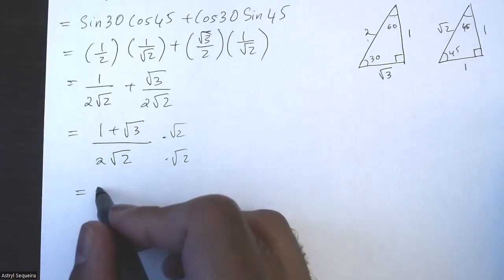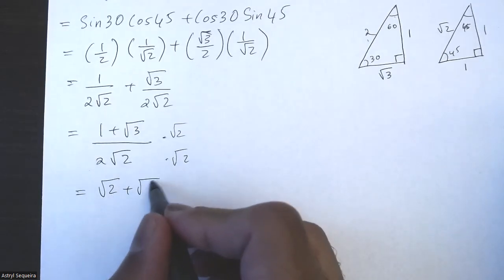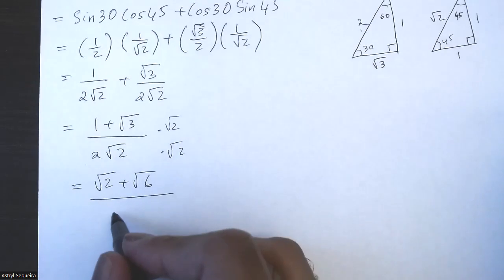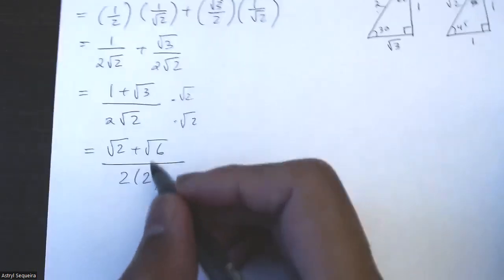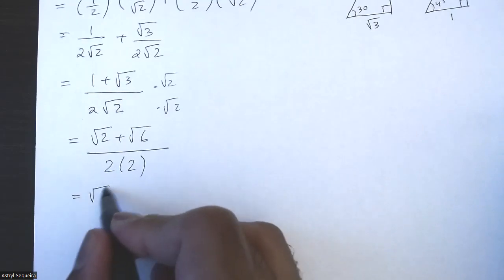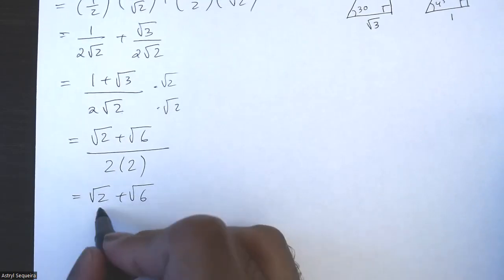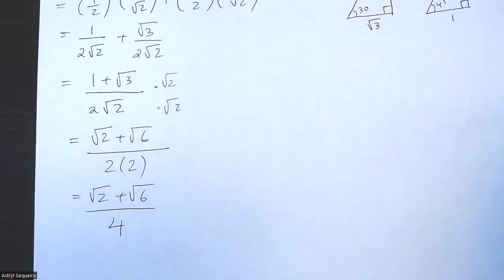So on the top, we'll get root 2 plus root 6. And on the bottom, we'll have 2, and then root 2 times root 2 is just 2. So this simplifies to root 2 plus root 6 divided by 4.